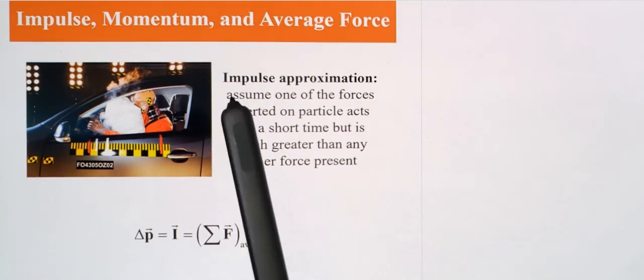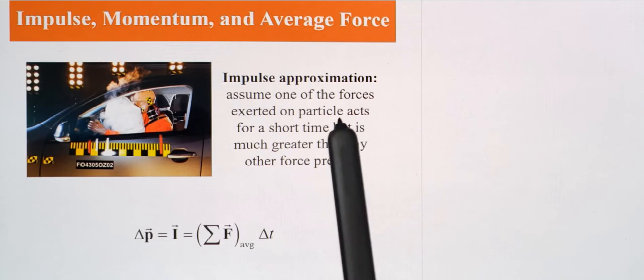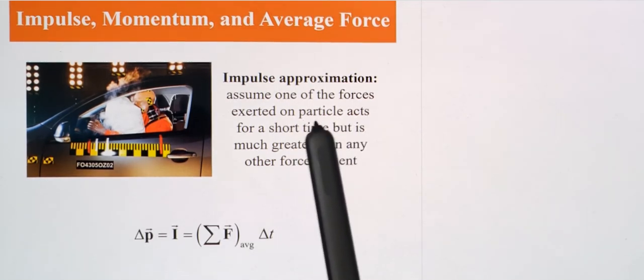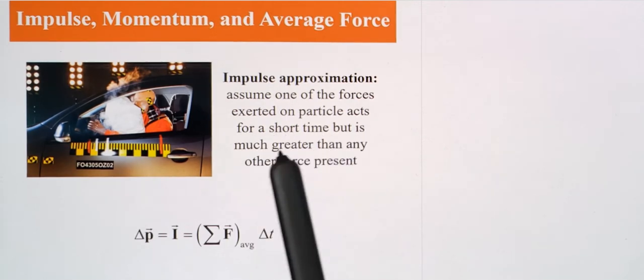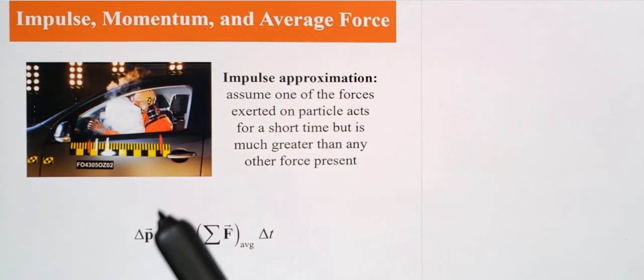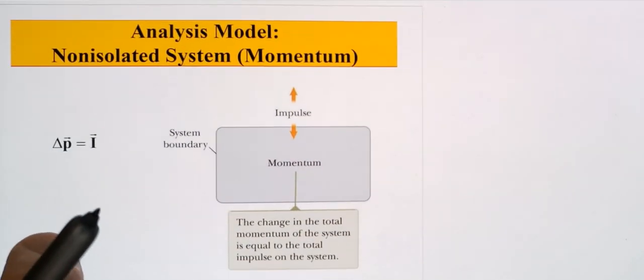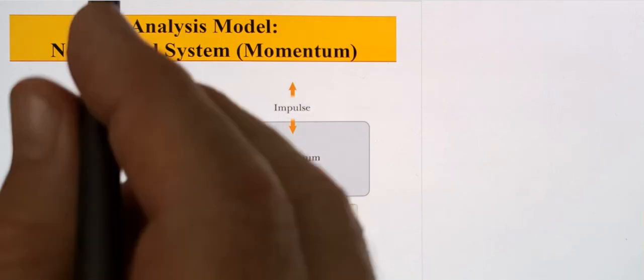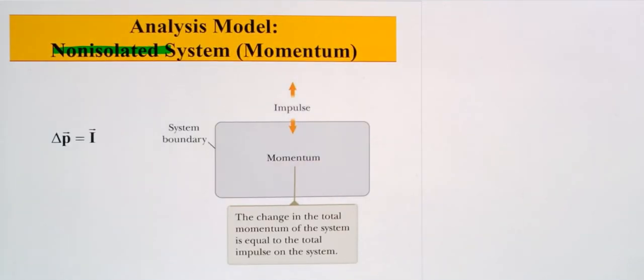Impulse approximation: assume one of the forces exerted on a particle acts for a short time, but is much greater than any other force, and that always happens in an impulse. We have a very large force acting on the object in a very short time. So in a non-isolated system, the change of momentum is equal to the impulse. And how do we identify isolated or non-isolated? Well, based on the problem.